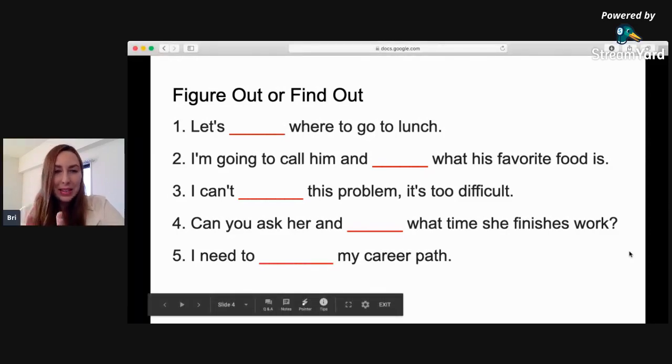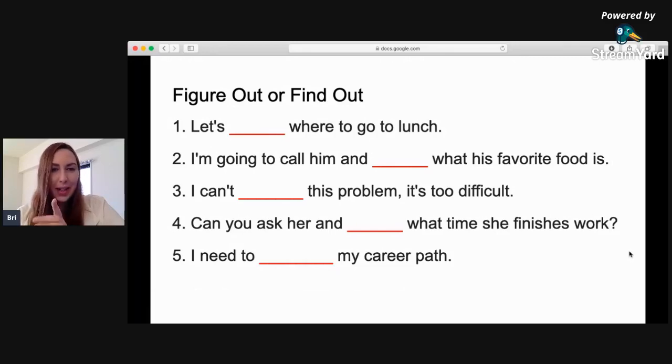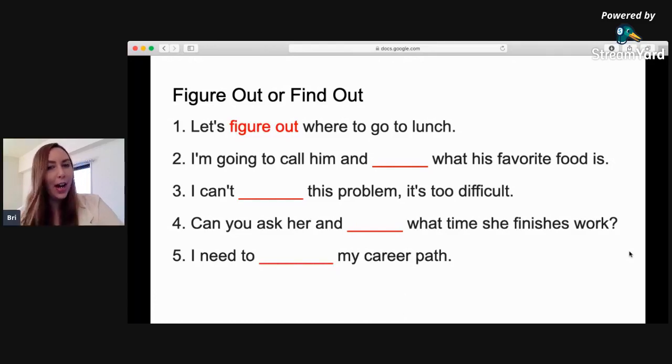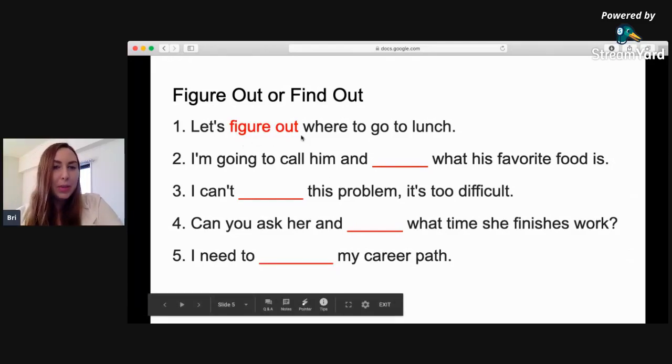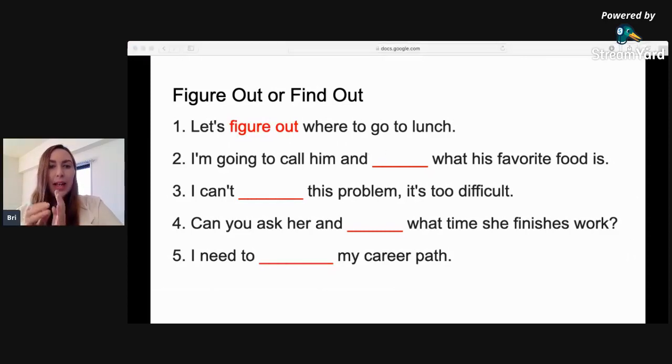Okay. So both of them could be correct, but let's see the correct answer here. So let's figure out where to go to lunch. This one would make the most sense if you're talking with your friends. You're making an arrangement. You're making a decision. Let's figure out where to go to lunch. So you're using your brain. Where is a good place? Maybe Chinese food or Italian food.